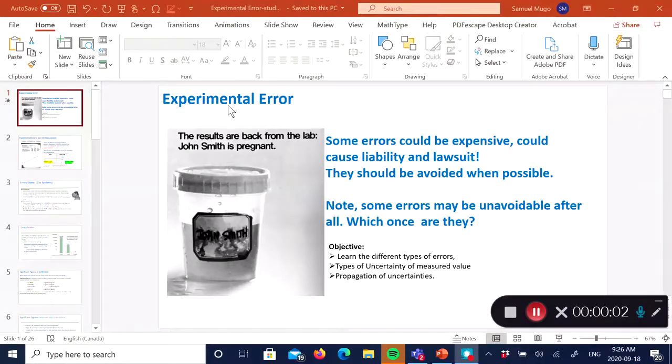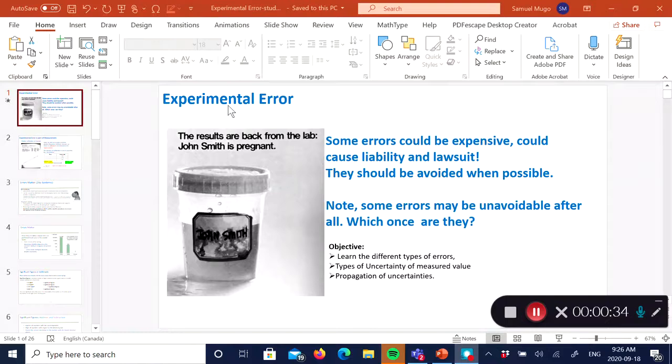Our lecture today is going to be on experimental errors. How do you detect and, where possible, minimize experimental errors, and how do you quantify them? Now, some errors can be very expensive, and that's why analytical chemists are trained to be very careful when conducting chemical analysis, so that their data is extremely reliable.